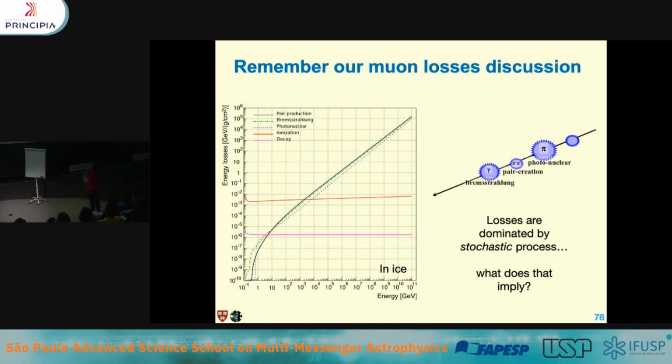So the energy losses are dominated by these stochastic processes. What is the implication of this? The implication is that the correlation between how much energy a muon loses in the detector and its muon energy is going to be very broad. So let me show you that in pictures.